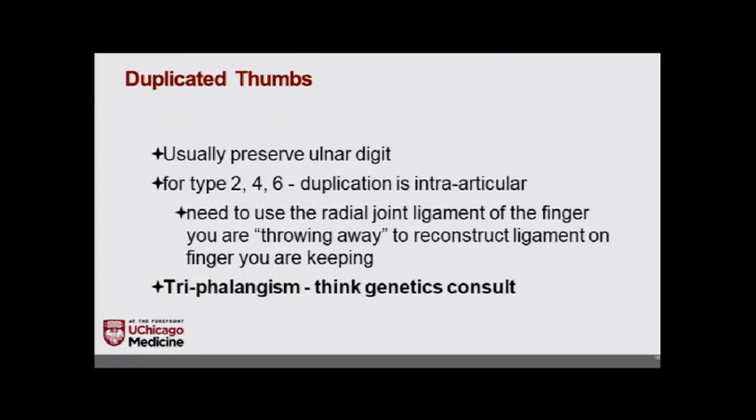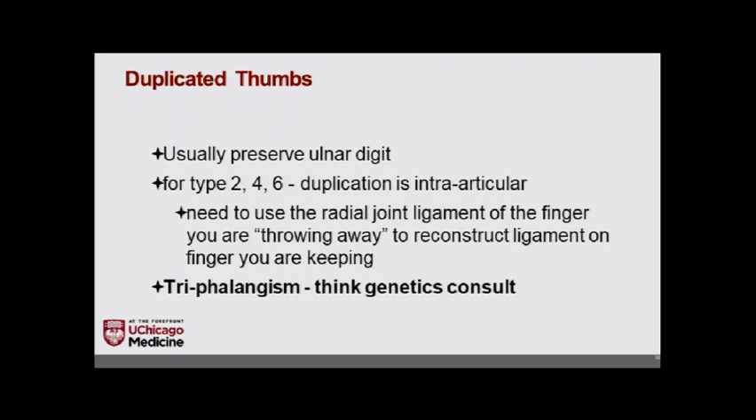And then for the 2, 4, and 6, where you have the intra-articular duplication, you need to preserve the radial joint ligament from the finger you are throwing away to then reconstruct the radial ligament on the finger you're keeping. Sometimes they ask that. Triphalangism.